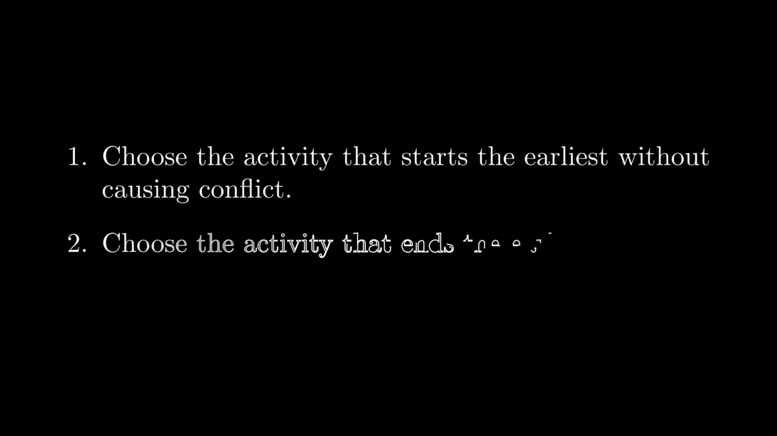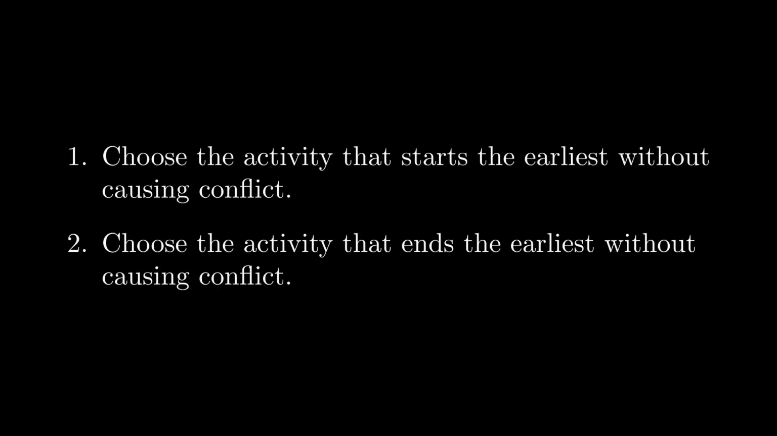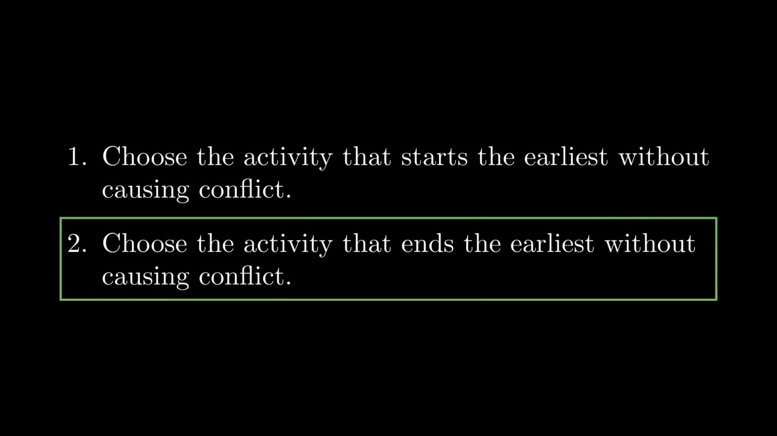You might have come up with a few different options for what local choice you should use to construct a globally optimal solution. Namely, two simple approaches to this problem might be to either choose the activity that starts the earliest and does not conflict with the running schedule, or choose the activity that ends the earliest and does not conflict with the running schedule. While both of these options seem promising, only one of these approaches actually results in an optimal solution. Specifically, option 2 is the only optimal greedy metric between the two.